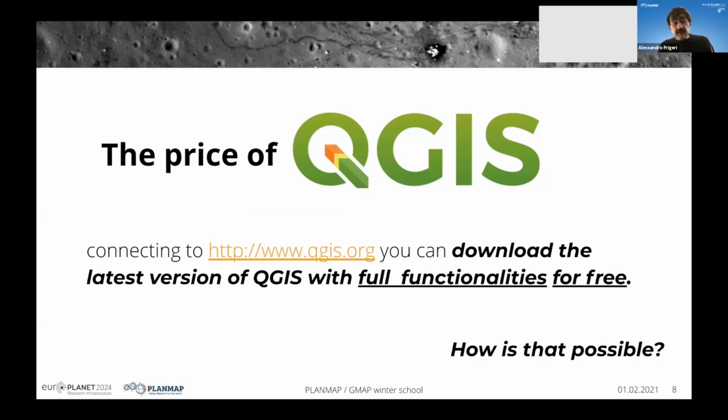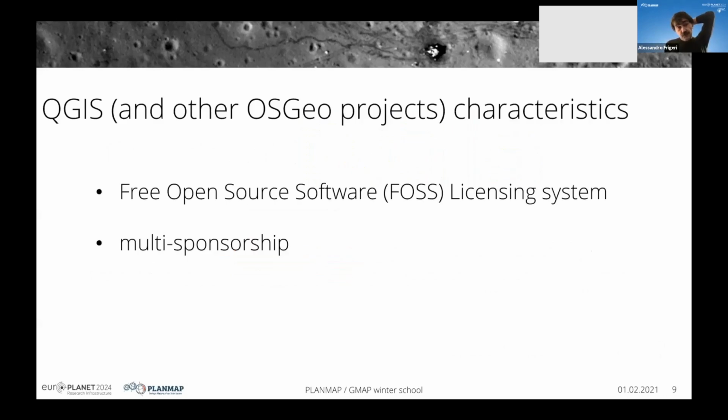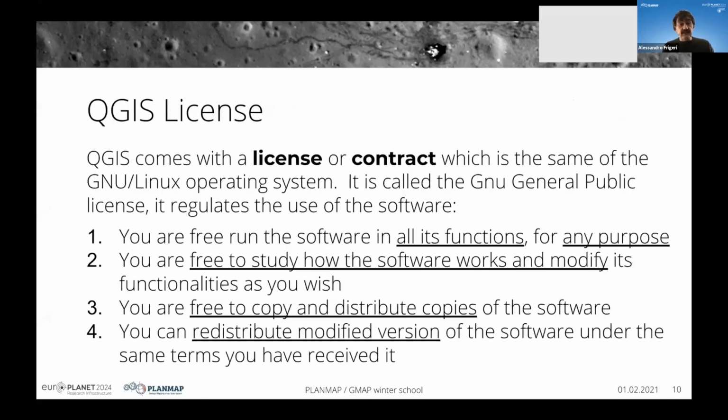So this needs a kind of explanation. Basically, QGIS is free open source software, and the characteristic of these free open source softwares is that they have a licensing system which enables multi-sponsorship of the project. So basically, we are downloading QGIS for free, but the cost of the software is paid by someone else, let's say like that. So how can this work?